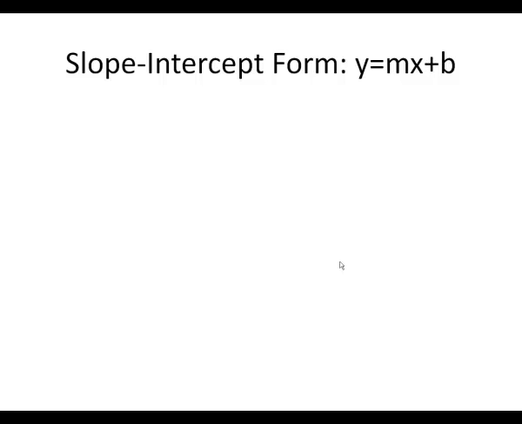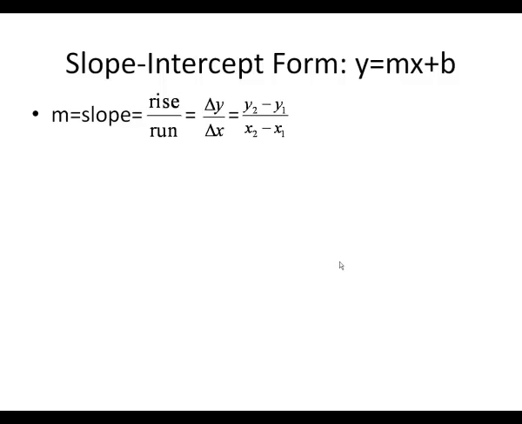So y equals mx plus b is called slope-intercept form for a line. And it's called this because the variable m is equal to the slope on a graph. Sometimes we think of that as rise over run, and when we calculate that, rise is the change in the y value and run is the change in the x value. If we know 2 points on the line, we can calculate slope using the formula y2 minus y1 divided by x2 minus x1.